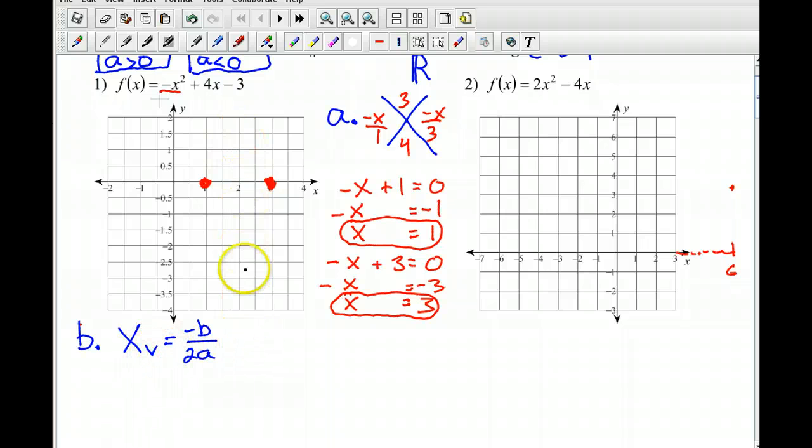So just by looking here, you can tell that there's a root at 1 and a root at 3. The middle of 1 and 3 is 2. So we can expect when we plug it in, -4 over 2 times -1, the answer is 2. Yeah, the middle of the graph. So the middle of the roots is the same as your axis of symmetry.